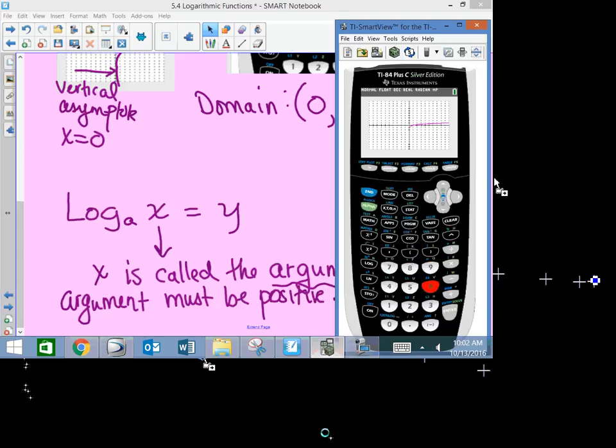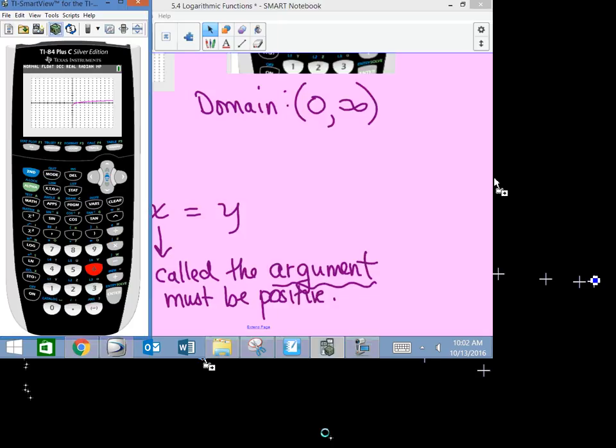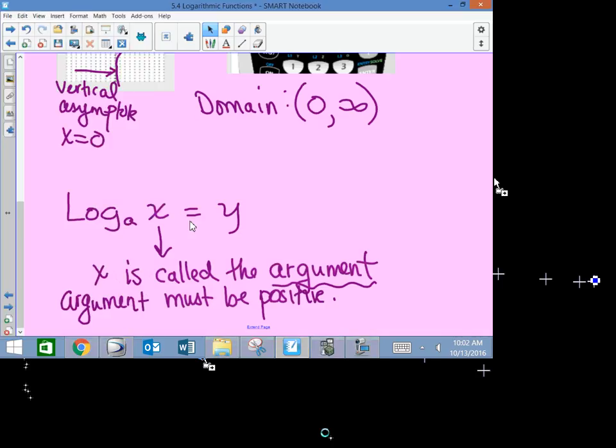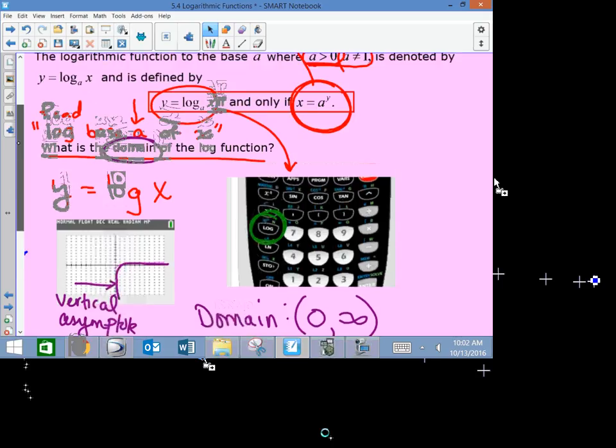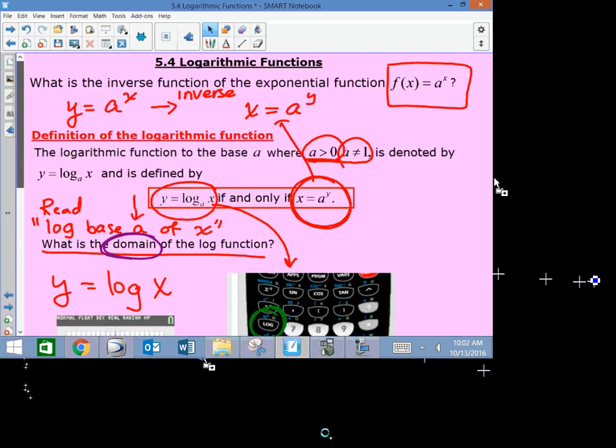If you don't believe it, go back to the log, full screen, log of -4, and it'll give you an error. In real mode, all calculations must result in a real number. So it does not compute, and you'll see why in a minute too. So we'll be referring to that argument, and that argument must be positive. Does anybody have a question on this first page? We're just getting used to the log.